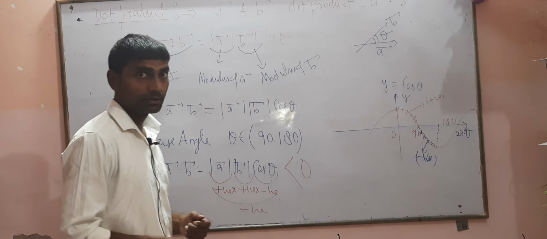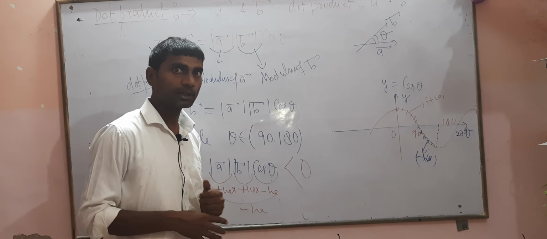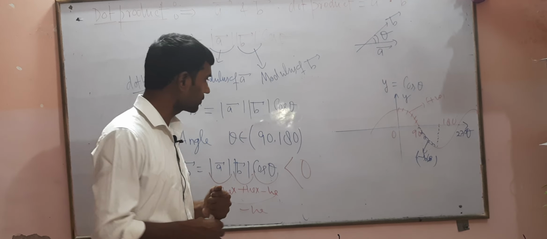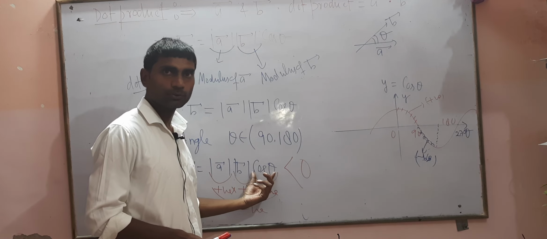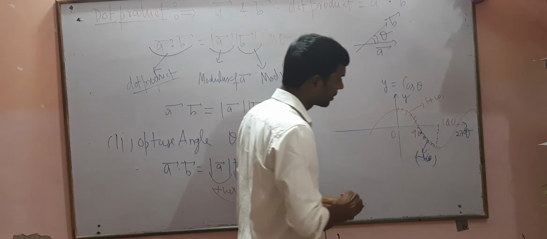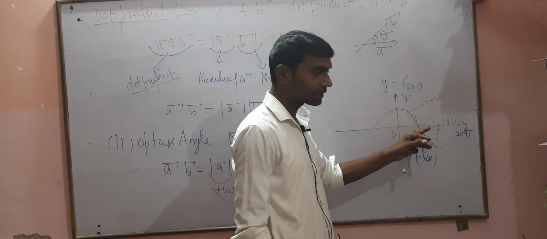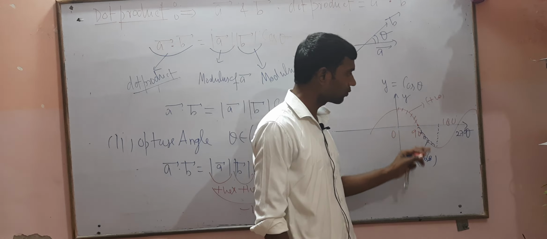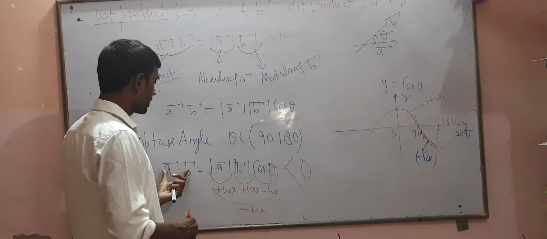Another point. For a right angle, the angle between A and B equals 90 degrees. Then A dot B equals mod A mod B cos 90. Cos 90 equals 0, because at theta equal to 90 degrees, the graph is on the theta axis. At the theta axis, y is 0, or cos theta is 0.